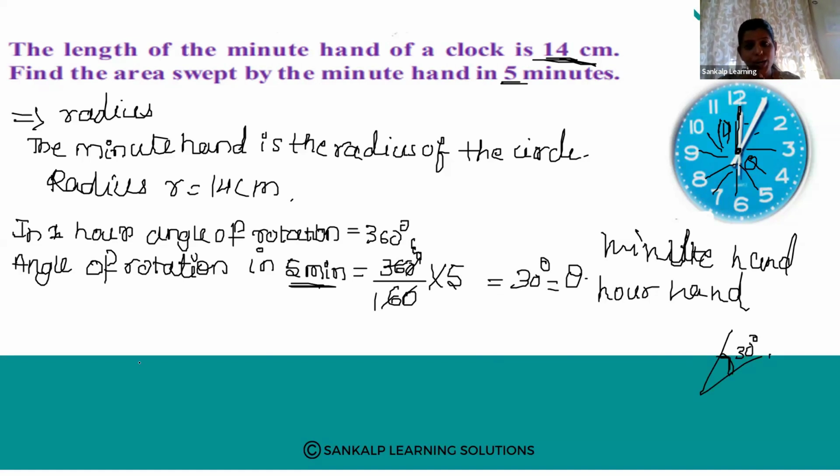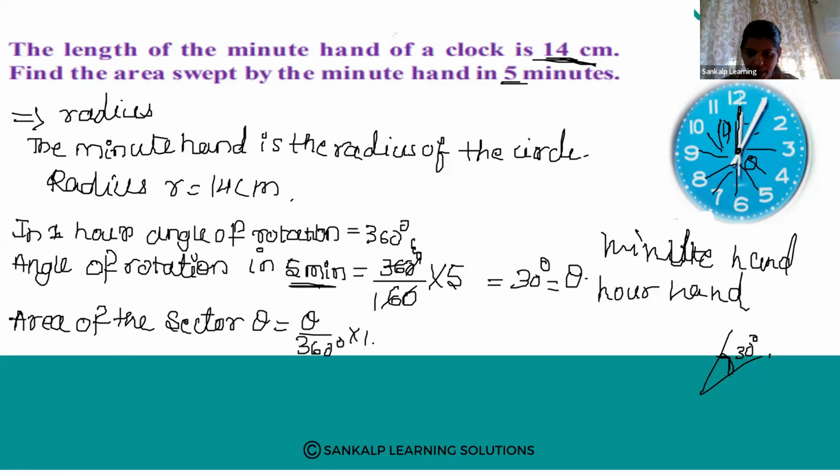So the area of the sector. For the area of the sector, what is asked here is: find the area swept by the minute hand in 5 minutes. So the area of the sector of angle theta is equal to theta divided by 360 into pi r square, right? So what is theta here? Theta is 30 degree.